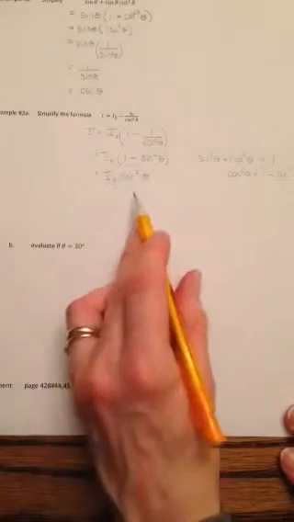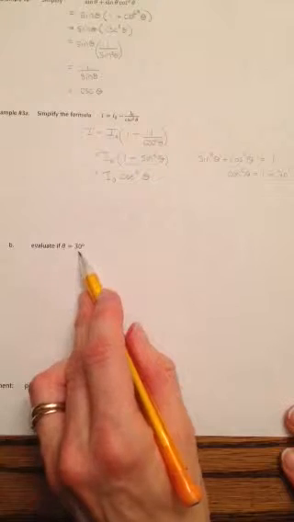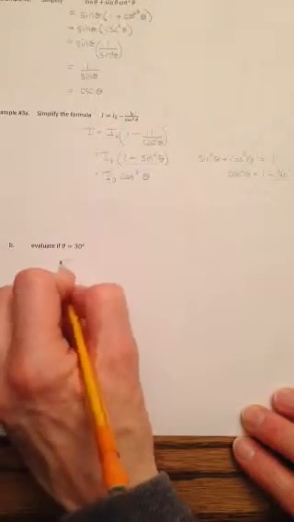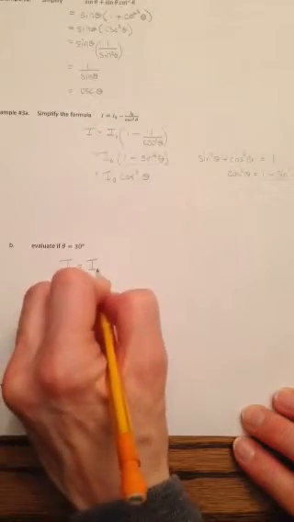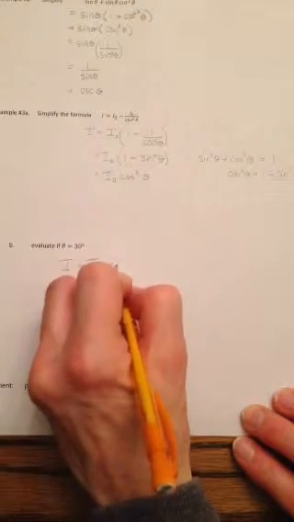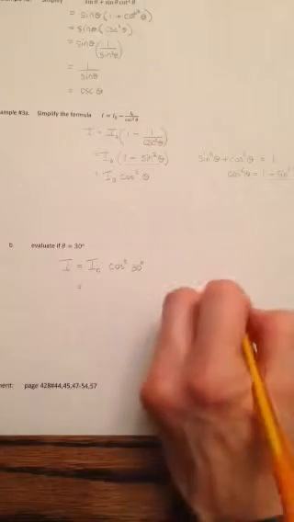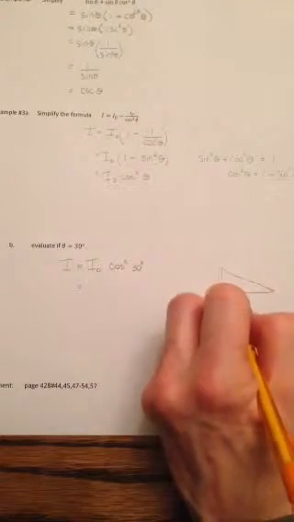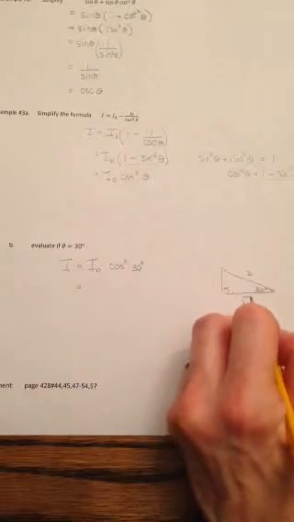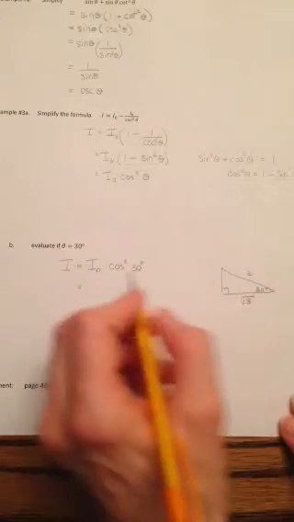Now I can use that formula to evaluate the intensity of the light if the angle is 30 degrees. So I can simplify this further. Cos of theta, so this is cos squared of 30 degrees. If I quickly draw a 30, 60, 90 triangle, I realize that cos of 30 degrees is root 3 over 2.